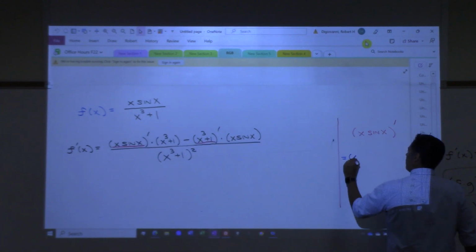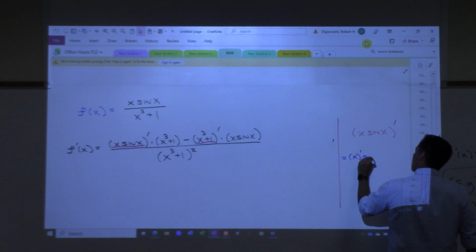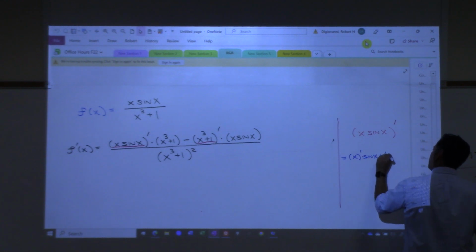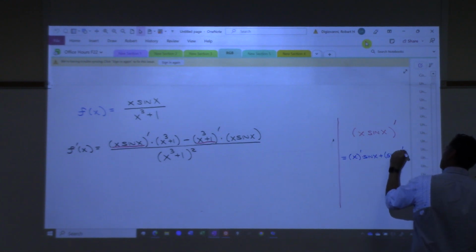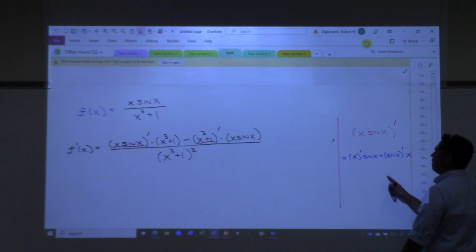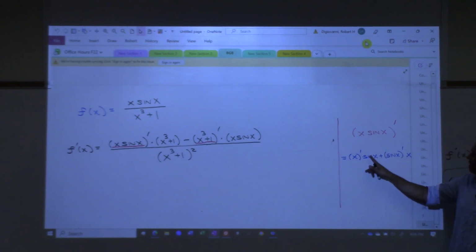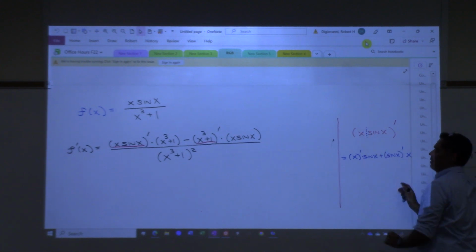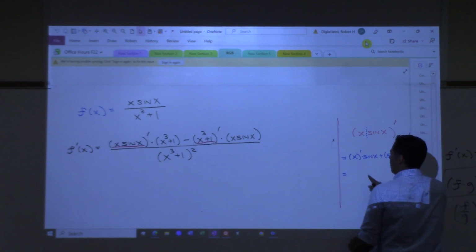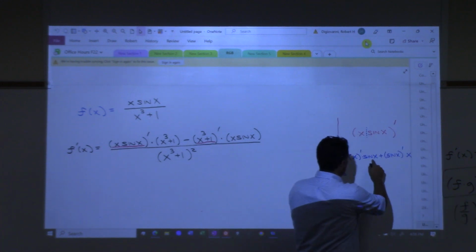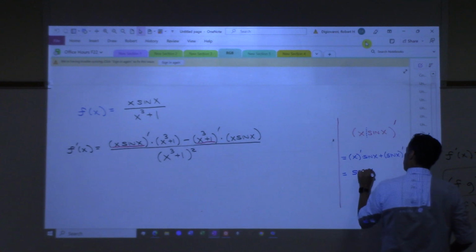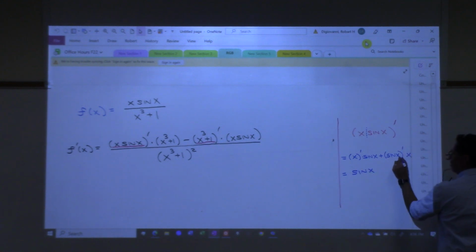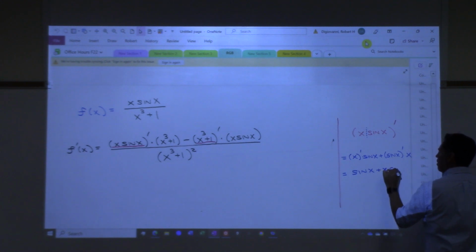This would be the derivative of x times sine x plus the derivative of sine x times x. So I'm doing the derivative of the first one times the second plus the derivative of the second times the first. I'm using product rule over here, right? There's my product. What is the derivative of x? 1. 1 times sine x is sine x. And then the derivative of sine x is cosine x, but then times x. So I'm going to put that x in front of the cosine x, right?